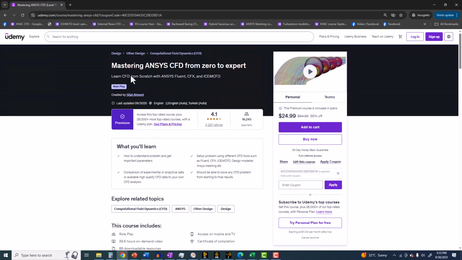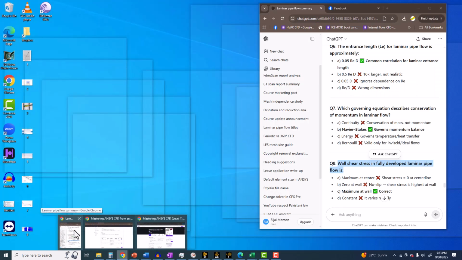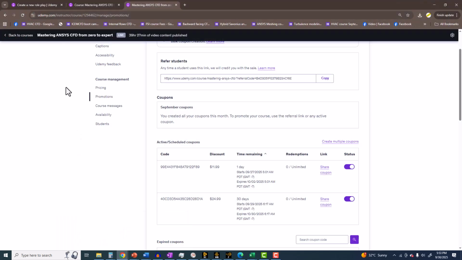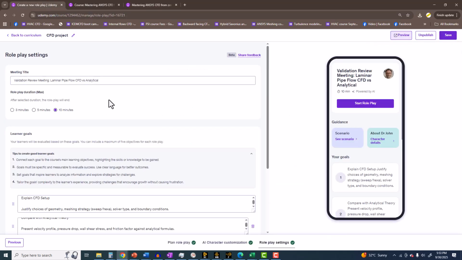And then the CFD project, that's the most important thing, where I have actually gone through a role play, and that's the indication here. You will not see this role play in any CFD course. So what does it mean?